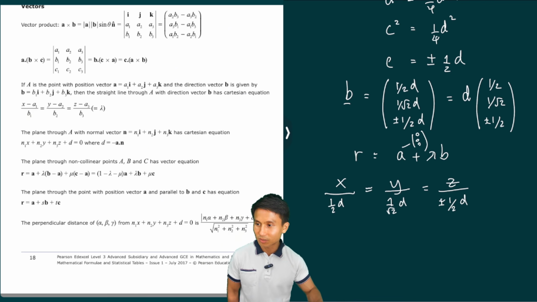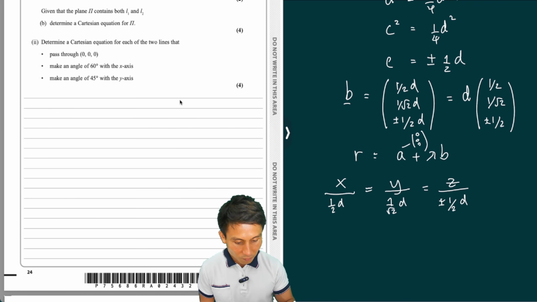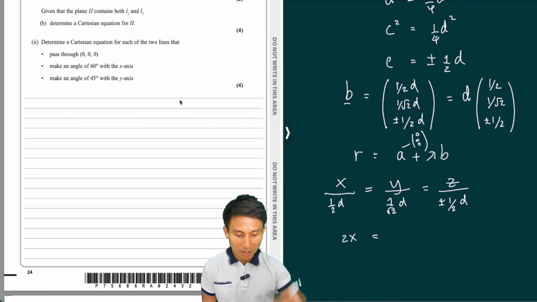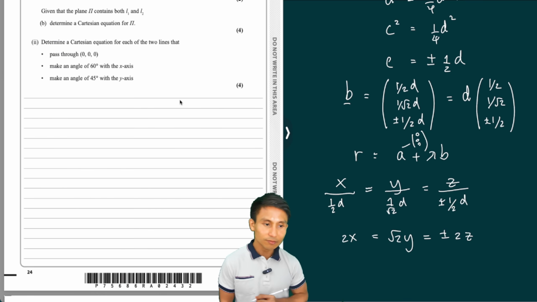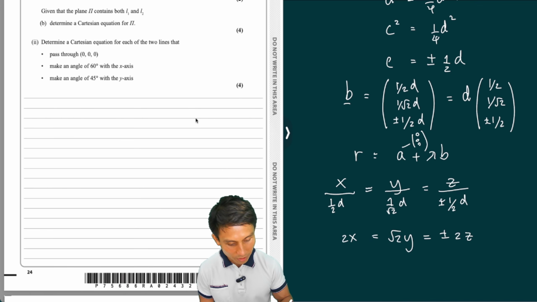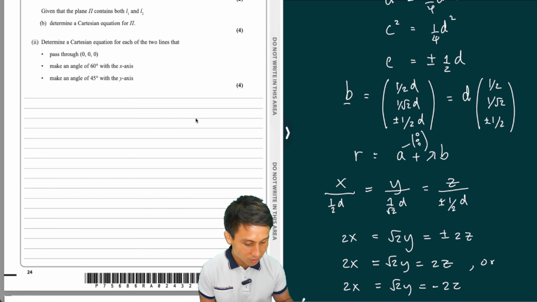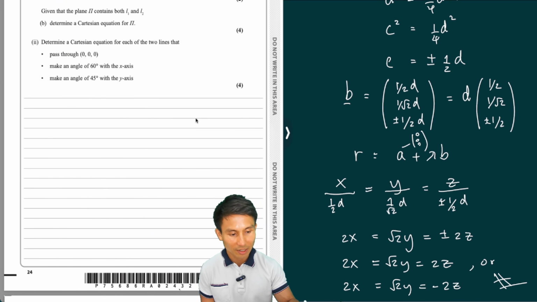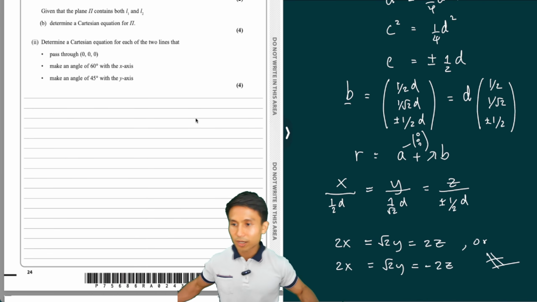Now I'm going to go back to the question. D simplifies, you can cancel all d out, so you're going to have 2x and move 2 up, equals root 2y equals plus or minus 2z. So I think that's it. You get one equation to be 2x equals root 2y equals 2z, or 2x equals root 2y equals minus 2z. That's it. That's the two equations there. I'm just going to leave it like that. And that's the answer. Okay?